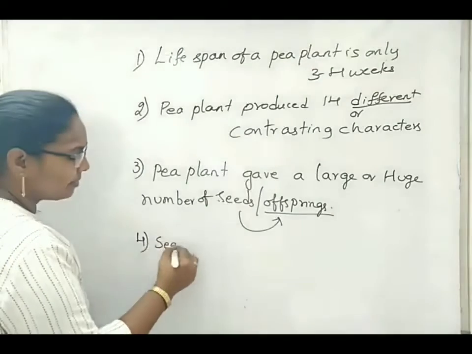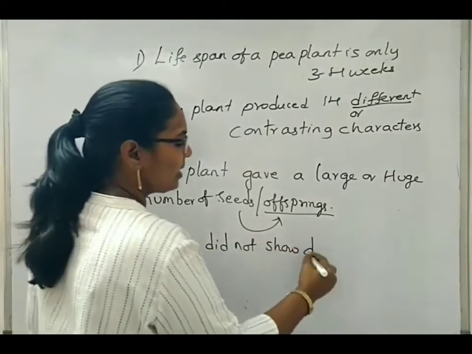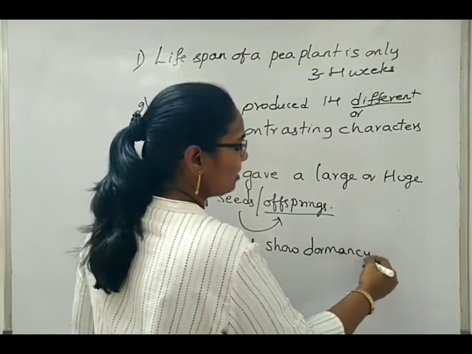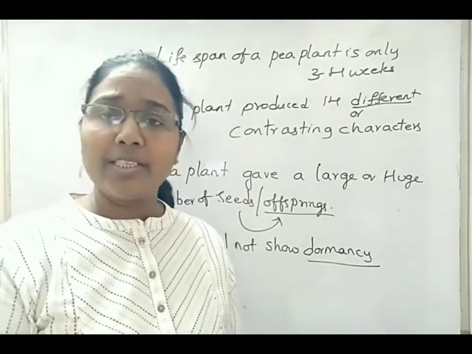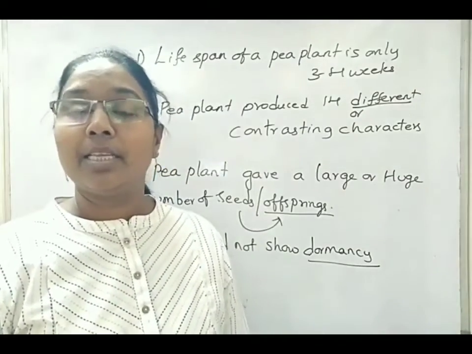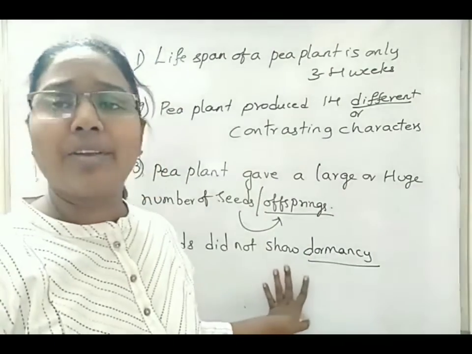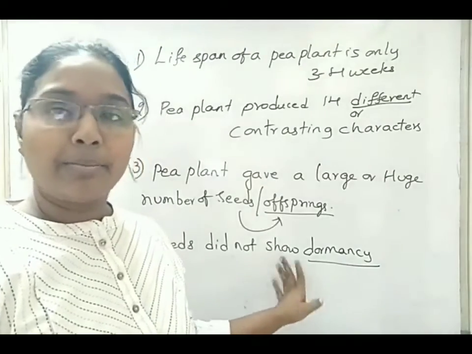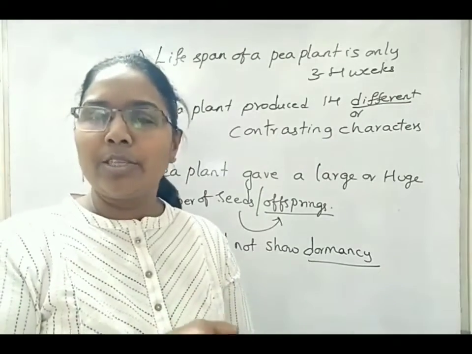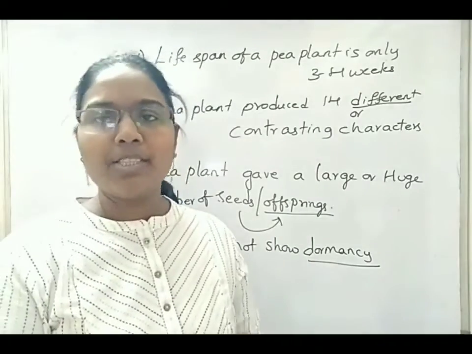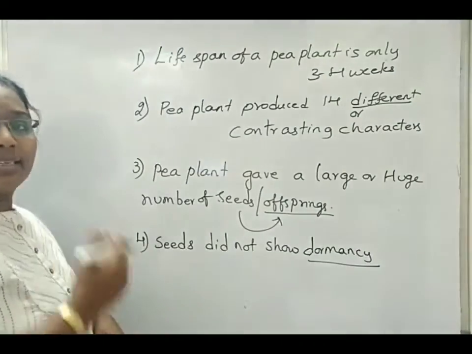Another one, the seeds did not show dormancy. What do you mean by this? Dormancy means a seed during germination should germinate in both favorable and unfavorable conditions. Pea seeds do not exhibit dormancy. Some seeds will not germinate when conditions are not favorable, but the pea plant is able to tolerate even unfavorable conditions, and when we provide the required nutrients and a little moisture, it shows germination. It overcomes unfavorable conditions very quickly and easily.